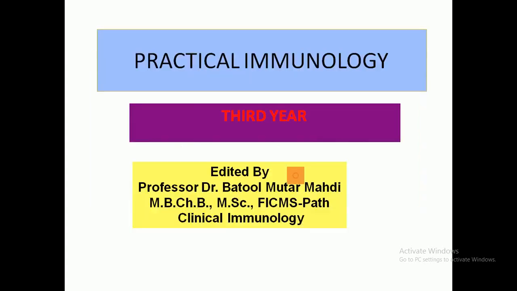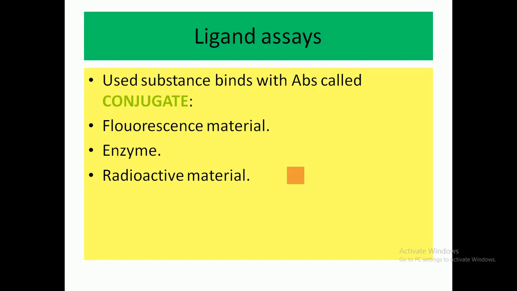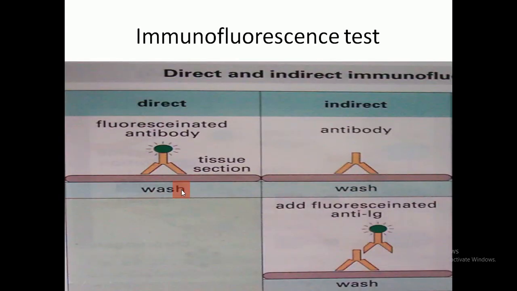The title of our practical session in the renal module is ligand assay. The ligand assay uses a substance that binds either with the antibody or antigen, and this is called the conjugate. The substance that binds to the antibody is either fluorescent material, enzyme, or radioactive material. First we have the immunofluorescence test, so called because the conjugate is a fluorescent material.